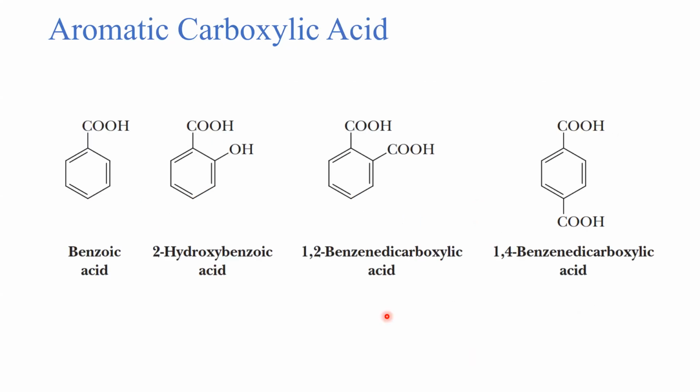Now this one is about the aromatic carboxylic acid. Aromatic carboxylic acids are those carboxylic acids which are derivatives of benzene, and they have the benzene ring attached to them. So for this, we will use benzene, and this is IUPAC-approved naming, that we will use benzene or benzoic acid for naming these compounds.